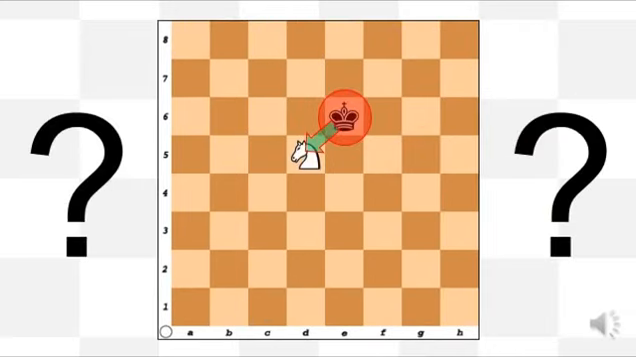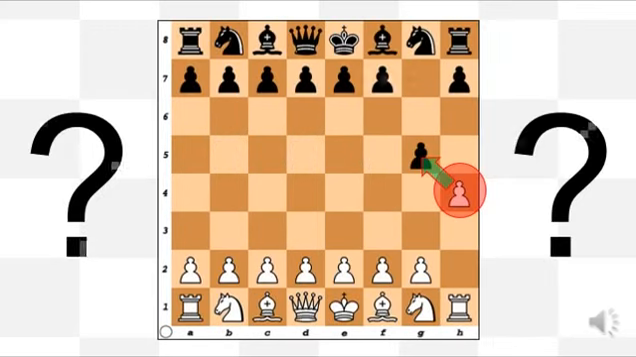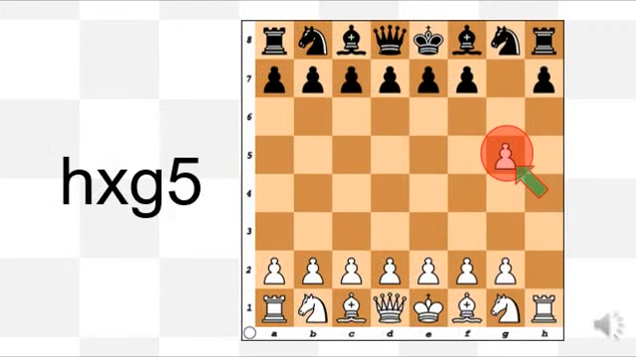So what would be the notation for this black king on E6 capturing this white knight on D5? And what about for this white pawn capturing the black pawn on G5? The correct notation would be little h, which is the symbol for the file, and then X because it's capturing a piece, and G5 because that is the space where it captured the piece.